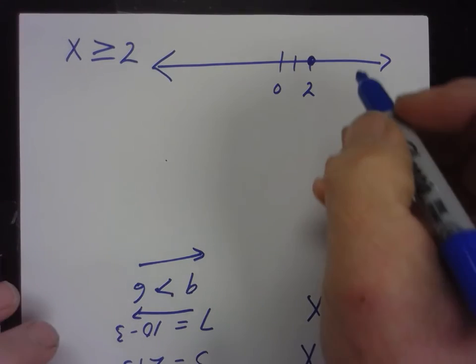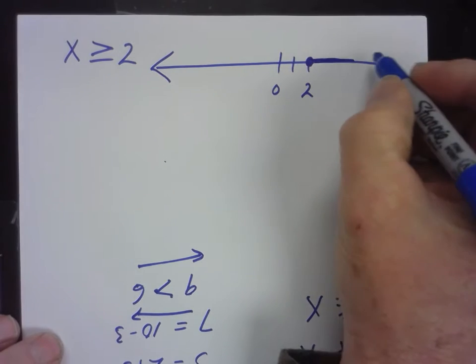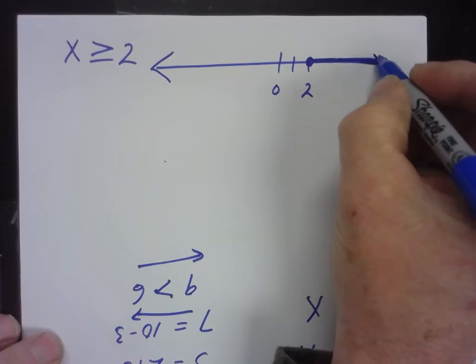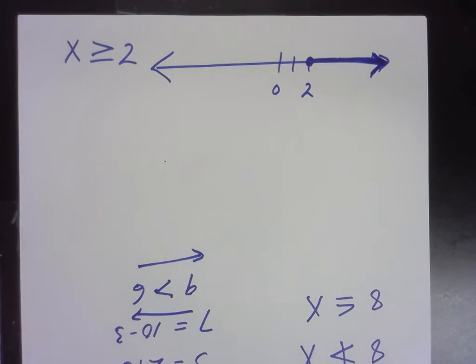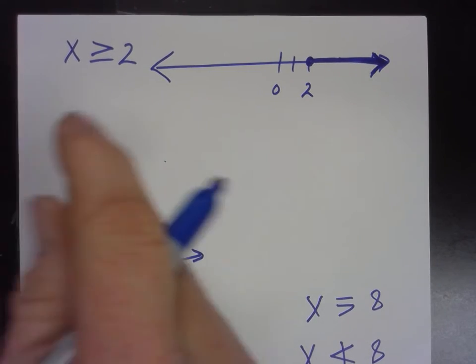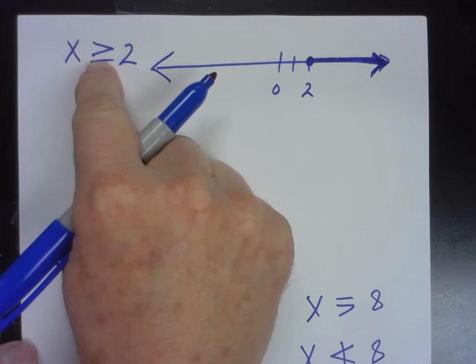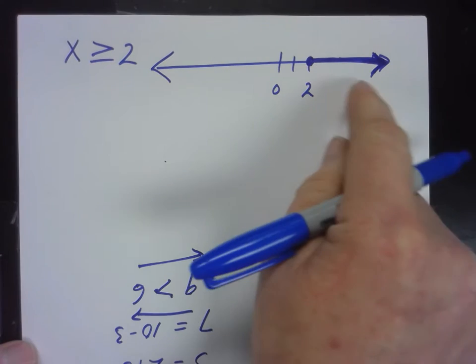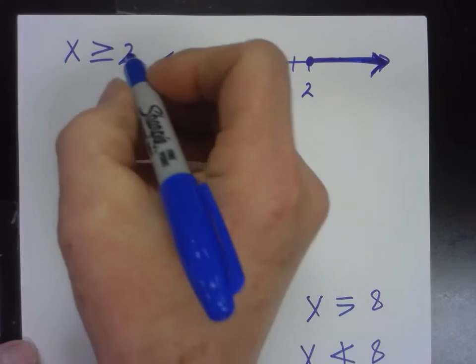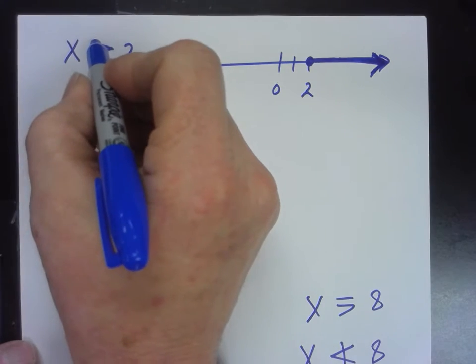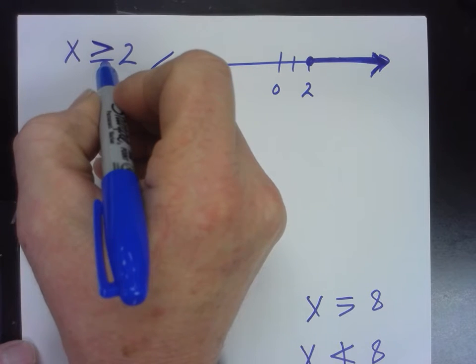To the right. I always have people asking me, is greater than right or is it left? I don't remember. I know my right from my left, but I don't think of it that way. I think of greater than as up the number line and less than as down the number line. Plus, I'm not trying to make this too easy, but it is pointing to the right.